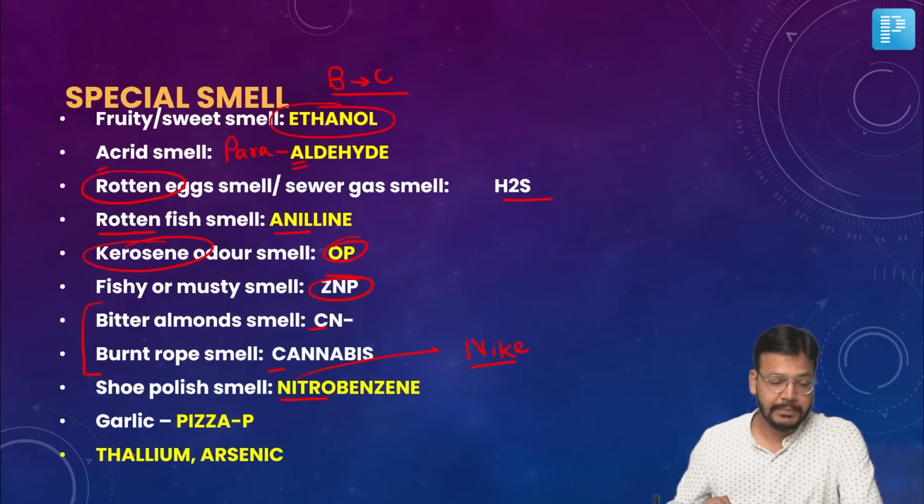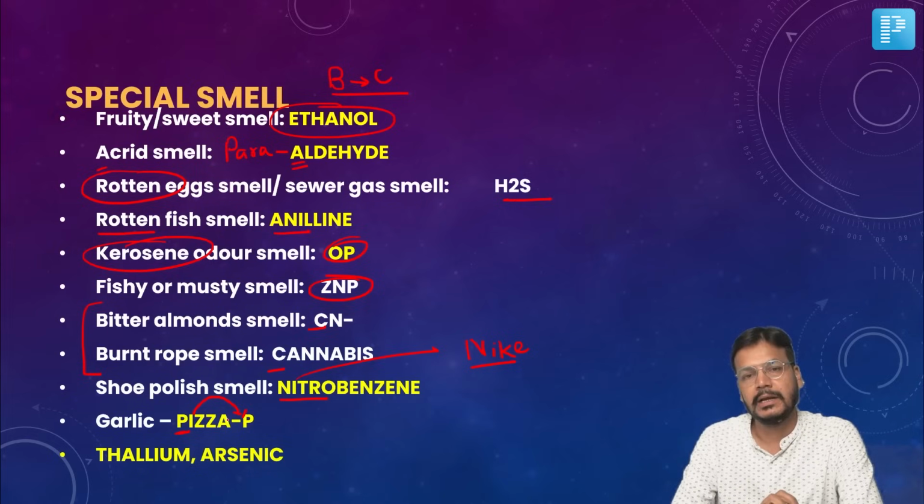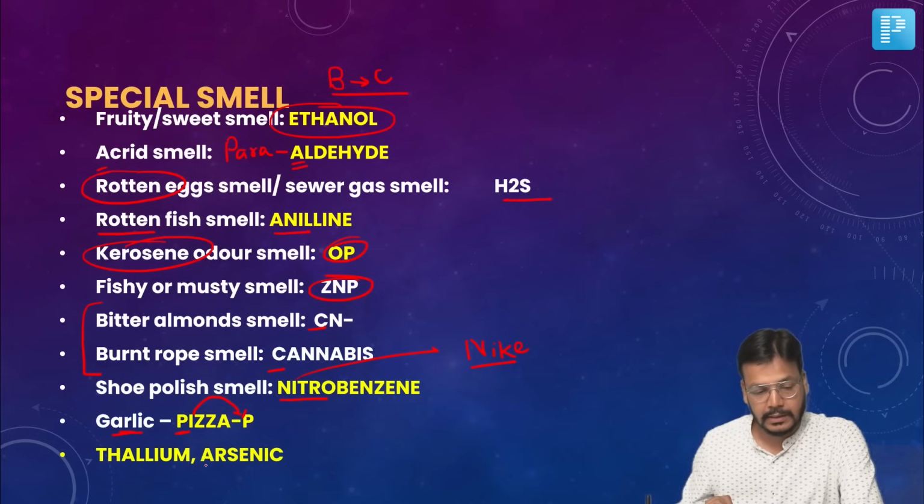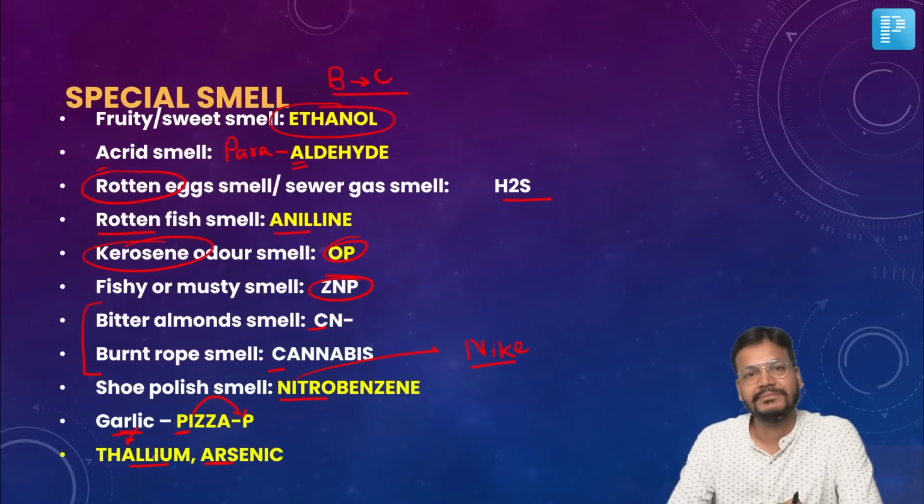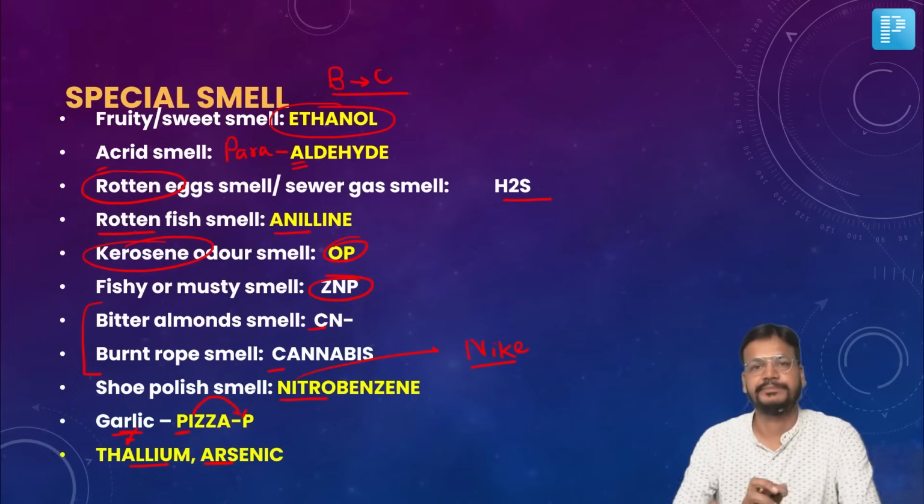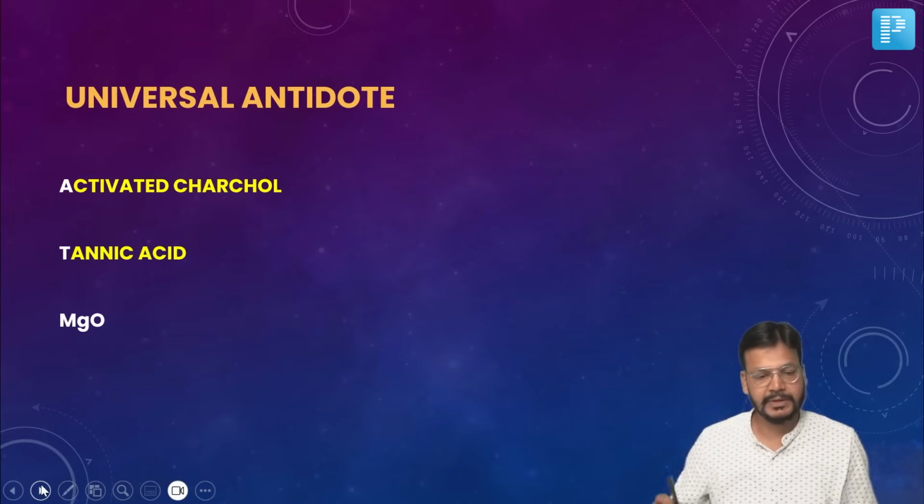Garlicky smell. We can remember by garlic pizza. P for pizza, P for phosphorus. P done. Garlic. AR is arsenic, and garlic pizza in thali, thallium. Garlic pizza. P phosphorus. This is thali, thallium, arsenic. These are the poison and the smell.